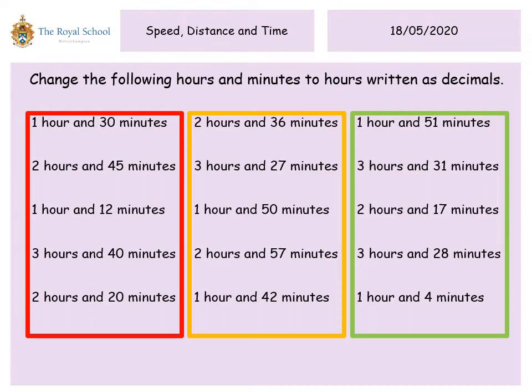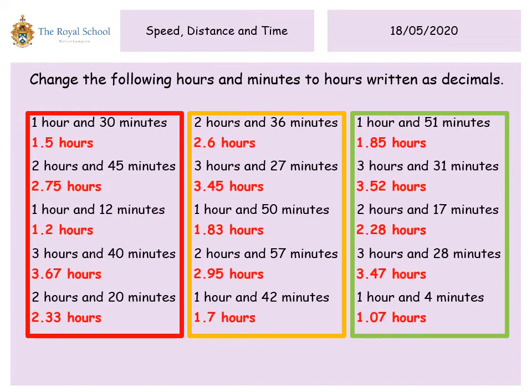Okay, answers should be as follows here. So if I run through the first one of each of these, then if you're doing the first red one, you've got 1 hour 30 minutes. So we know it's going to be 1 point something. 30 divided by 60 gives us 0.5, therefore we get our 1.5 hours.